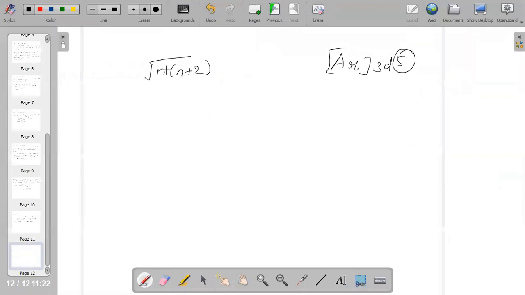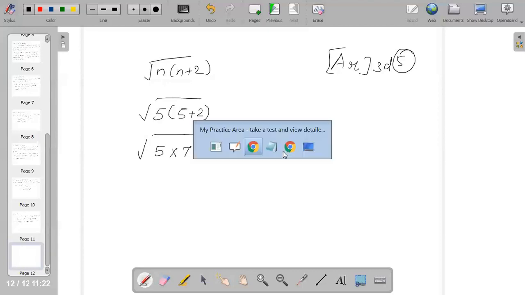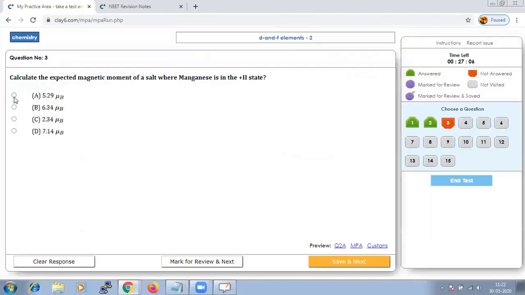So we can substitute 5 in place of n: root of 5 into 5 plus 2. So it becomes root of 5 into 7, which if you solve it out, root of 35, we will get it around 5.29. So the option should be 5.29, option A. Let us save that and go to next.